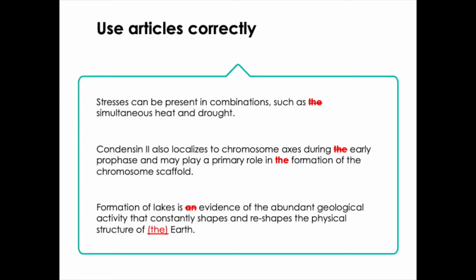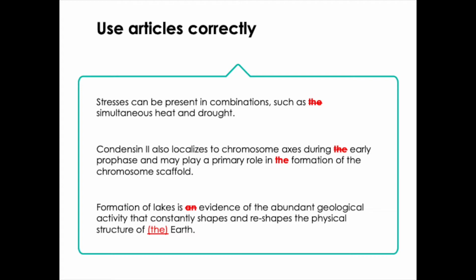The third example is shown here. The formation of lakes is an evidence of the abundant geological activity that constantly shapes and reshapes the physical structure of the earth. We should not use an article for evidence. So if we did need an article, an is the correct one. However, evidence is the kind of noun that does not require an article because it's uncountable. So the formation of lakes is evidence, not an evidence. You can't have multiple evidences. So we don't need that singular article.